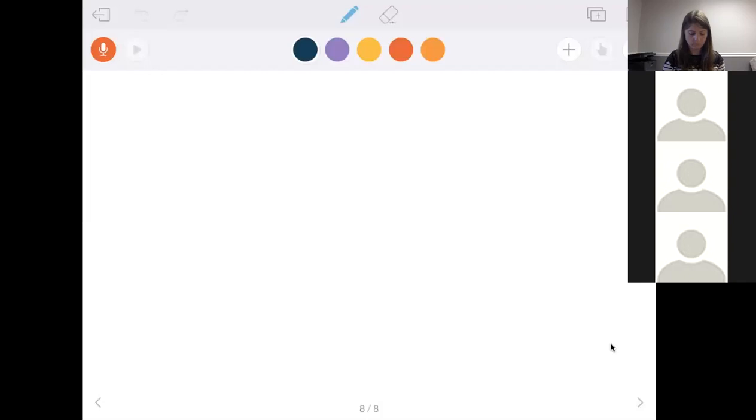Here we go. Okay, so let me go ahead and share the iPad screen. And let's take a look at another example. So we're not going to work all the way through this one, but what I want to do is show you how it's similar to the last one.